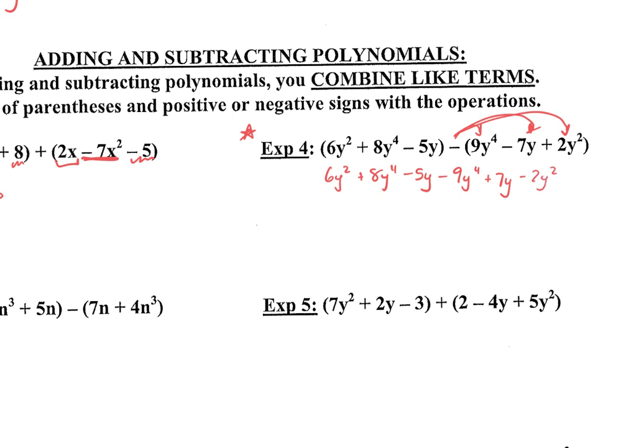Now that I have all of my signs in the second part changed, I can do the same thing and just combine like terms. But again, start with your highest power. So y to the 4th, negative 9y to the 4th. So we have a negative y to the 4th, y squared, negative 2y squared. It's going to be a positive 4y squared, negative 5y, and positive 7, so plus 2y.